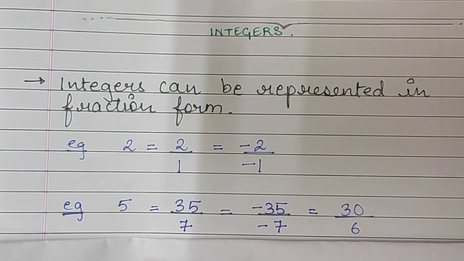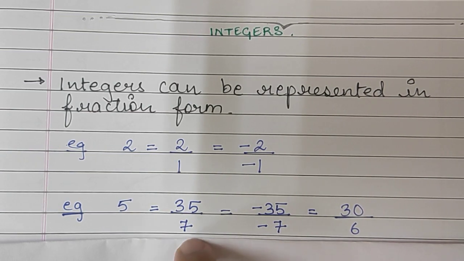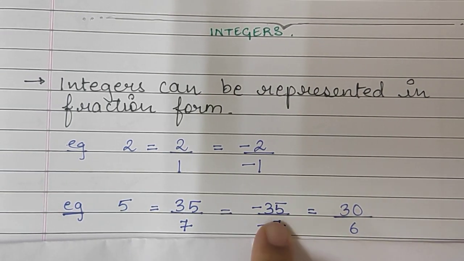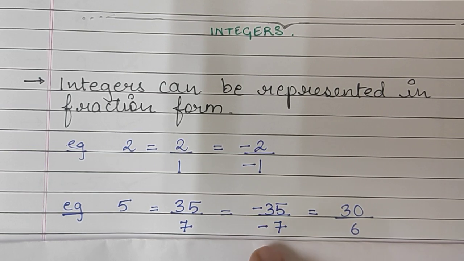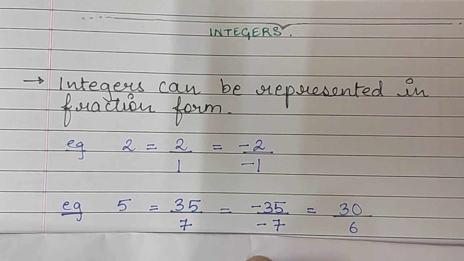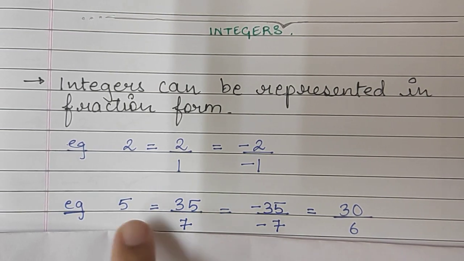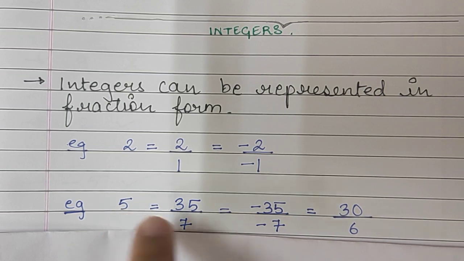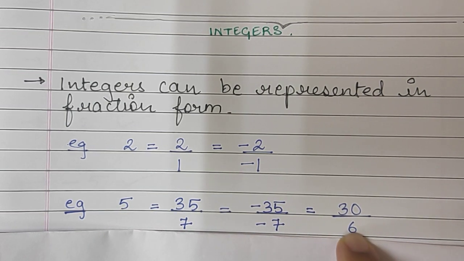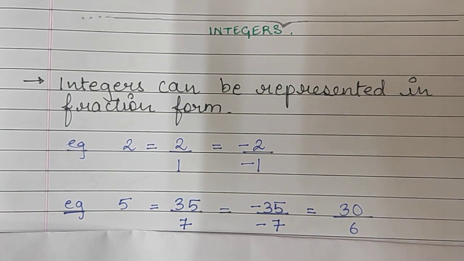Similarly, we can represent the number 5 as 35 upon 7. 7 ones are 7, 7 fives are 35, so the answer will be 5. We can also represent it as minus 35 upon minus 7. If we solve this, we get the answer 5 again. Even 30 upon 6 gives the answer 5. Therefore, these are integers and they can be represented in fraction form. As you can see, we can put any other numbers also.